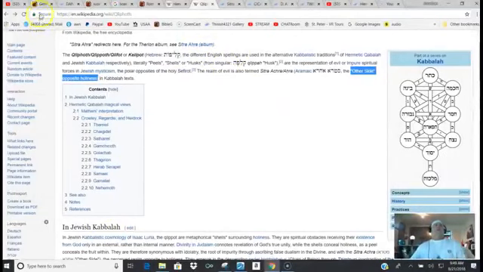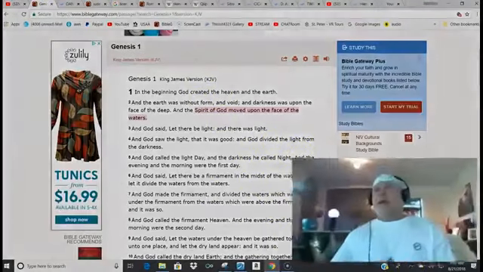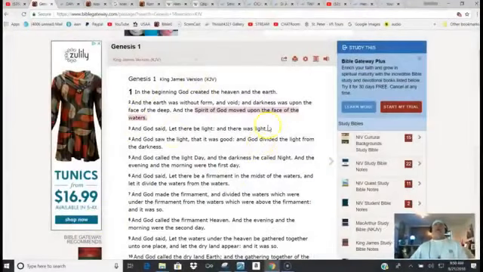Okay, now, Genesis 1, extremely fast recapitulation. Y'all need this to move on very quickly. In the beginning, God created the heaven and the earth, and the earth was without form and void, and darkness was upon the face of the deep, and the Spirit of God moved upon the face of the waters.